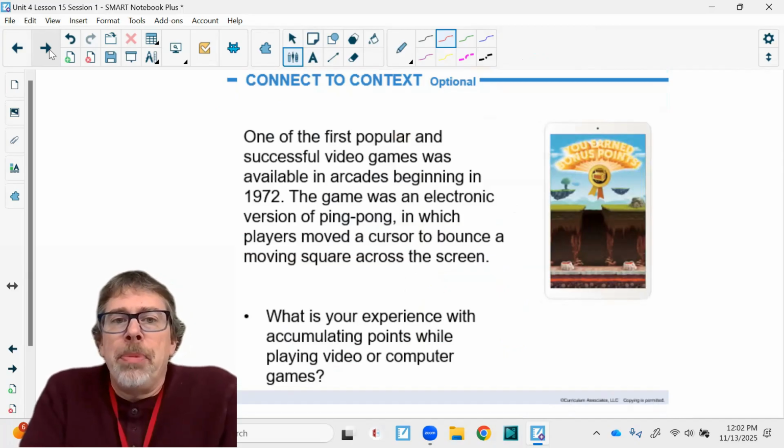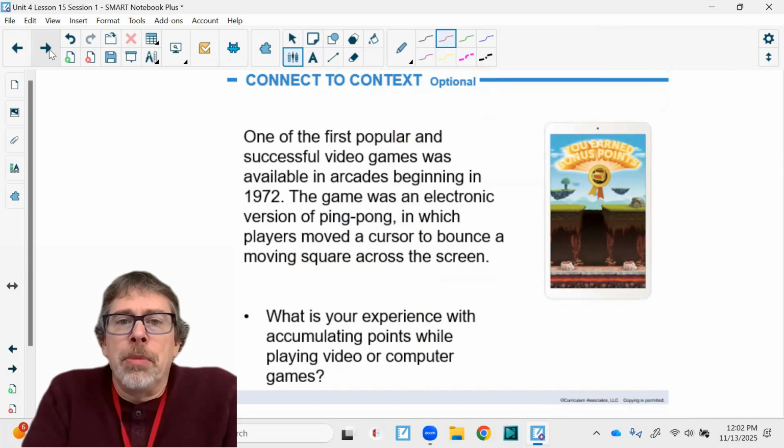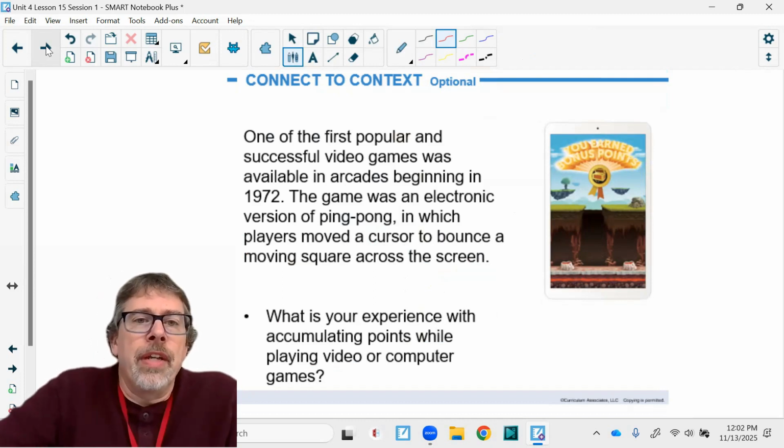One of the first popular and successful video games was available in arcades beginning in 1972. The game was an electronic version of ping pong. I think it was simply called Pong, in which players moved a cursor to bounce a moving square across the screen. Okay, so that's what we're talking about.